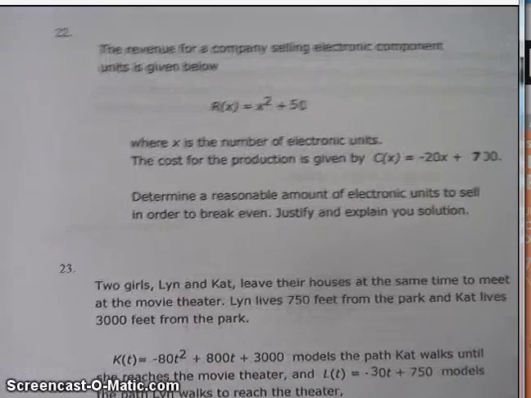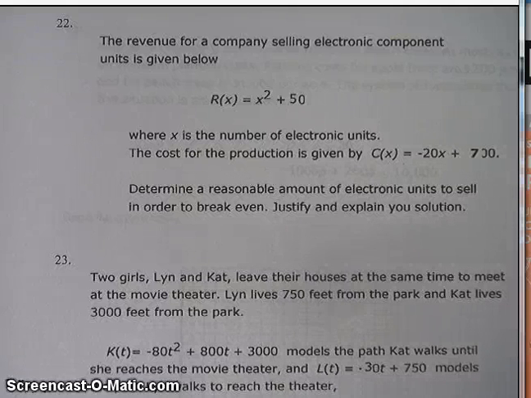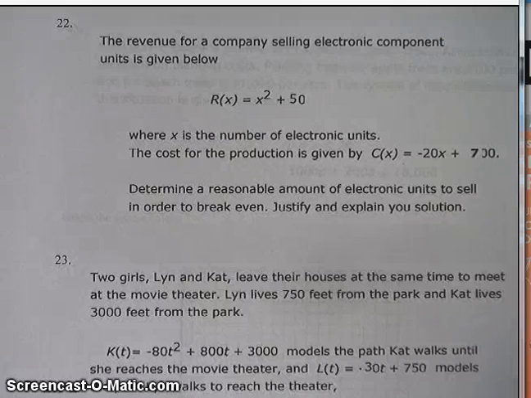Alright. The revenue for a company selling electronic component units is given below. R for revenue of x equals x squared plus 50, where x is the number of electronic units. The cost for the production is given by C of x equals negative 20x plus 700. Determine a reasonable amount of electronic units to sell in order to break even.